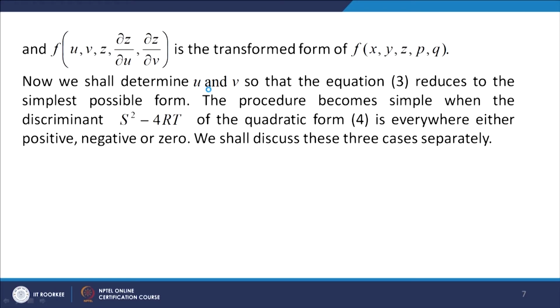Let us discuss these three cases separately. First, we discuss the case when s square minus 4rt of the quadratic form 4 is positive.